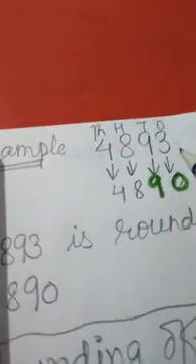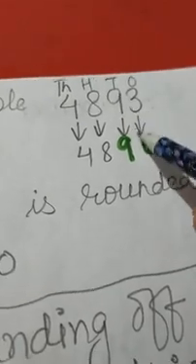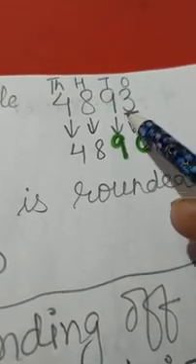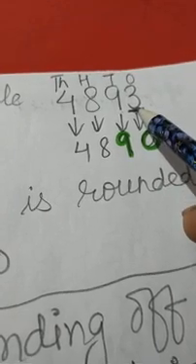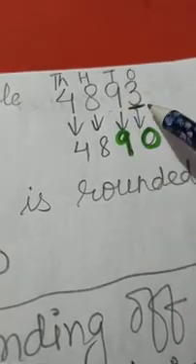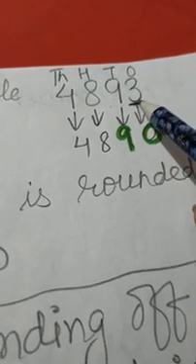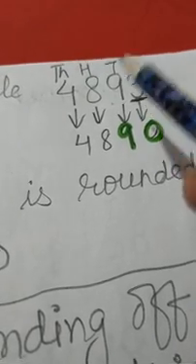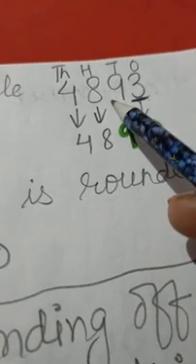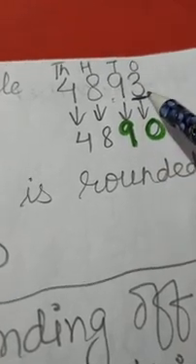4,893. We have to convert it to the nearest tens. We will see the digit in the ones place. Looking at the ones digit, we have to change the tens digit, and the ones digit will become 0. If the ones digit is 5 or more than 5, then the tens digit will become next. If it is less than 5, then the tens digit will remain the same.